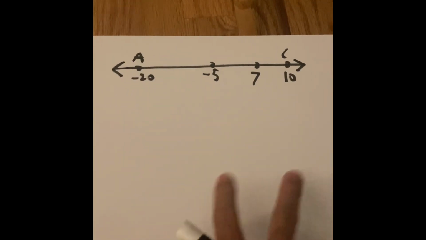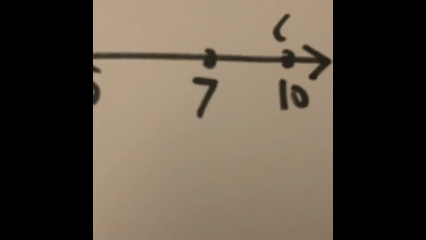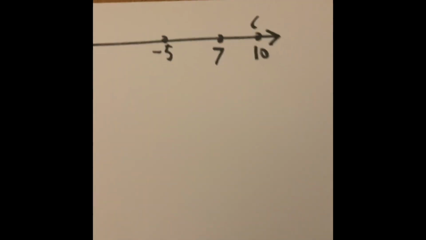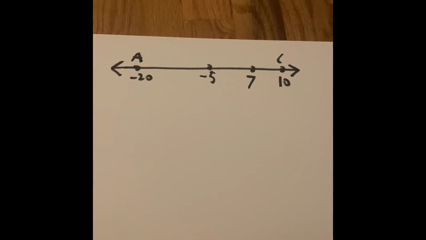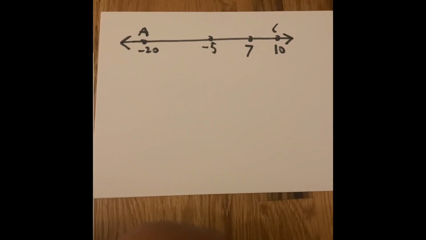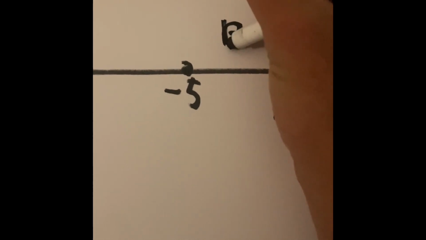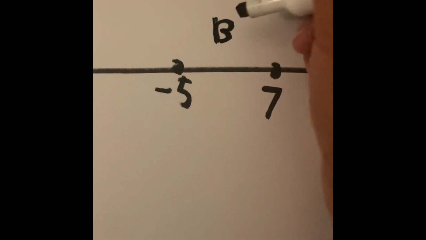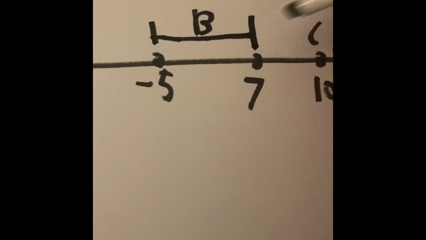So here is a line. Here is point A at -20, -5, 7, and point C at 10. What we gotta do is, since this is probability, see what happens if we randomly select a point B on the number line. However, B has to be on or in between -5 and 7.